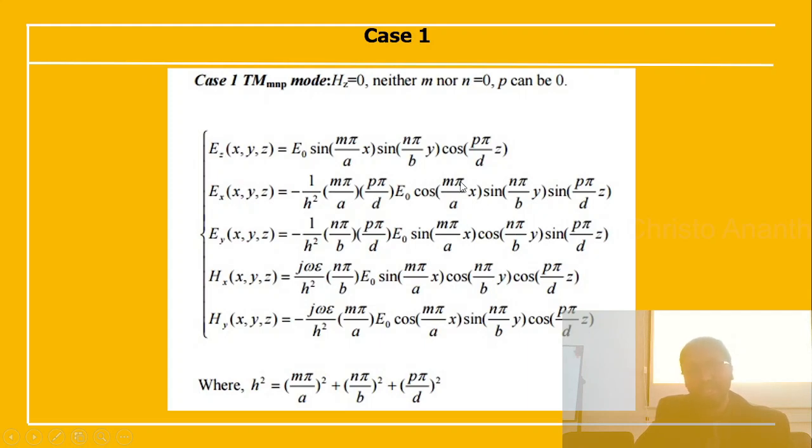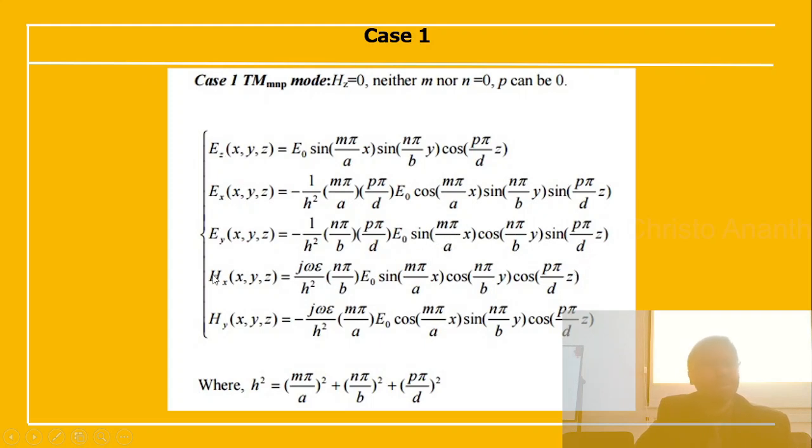E naught cosine(M pi by A X) sine(N pi by B Y) sine(P pi by D Z). And similarly in the Y direction, same, minus 1 by H square, but here since it's in the Y direction, it would be N pi by B, P pi by D. Right, E naught sine, first it will give sine, the value cosine sine.